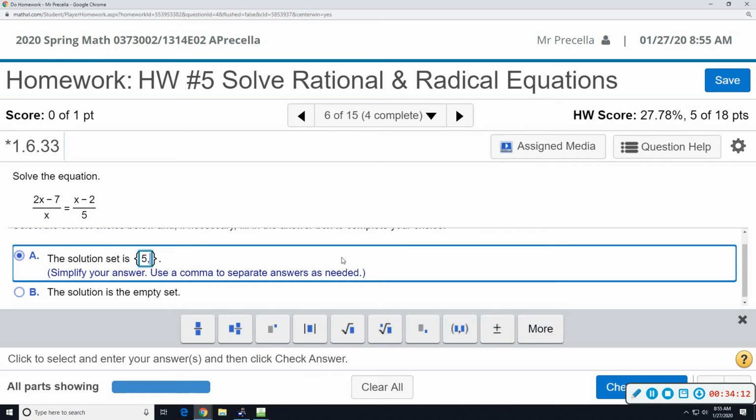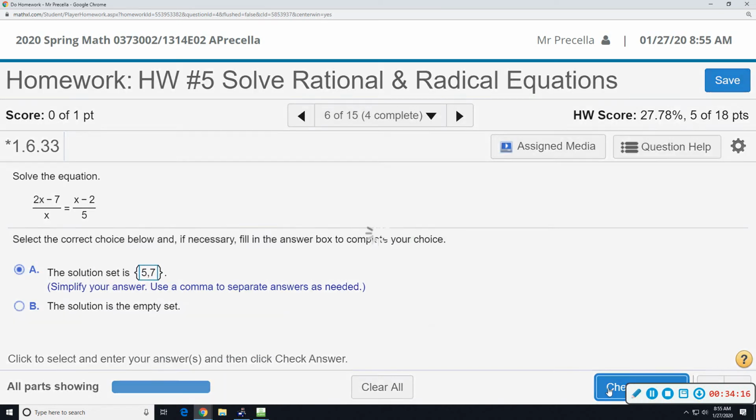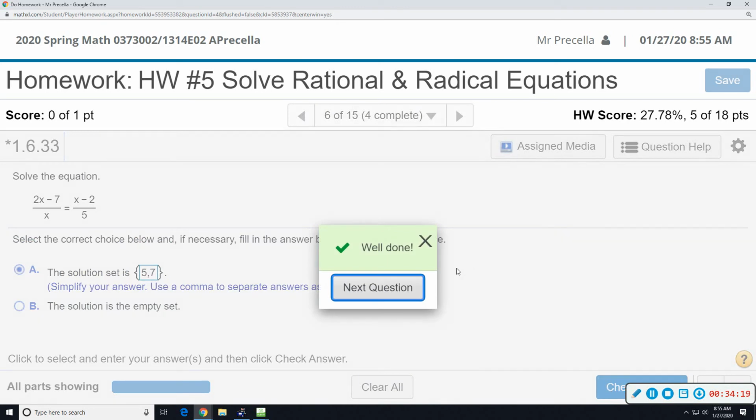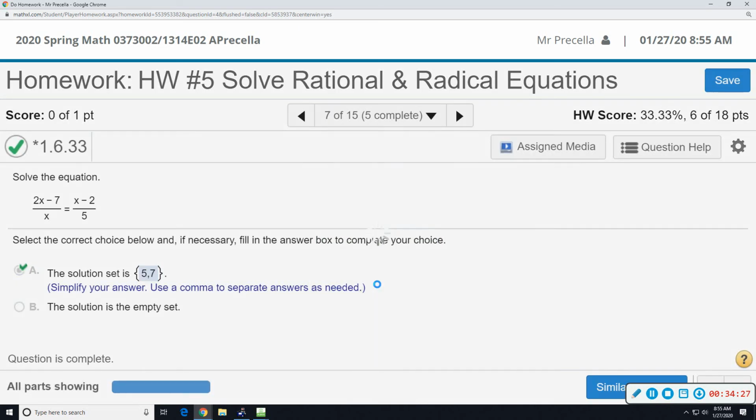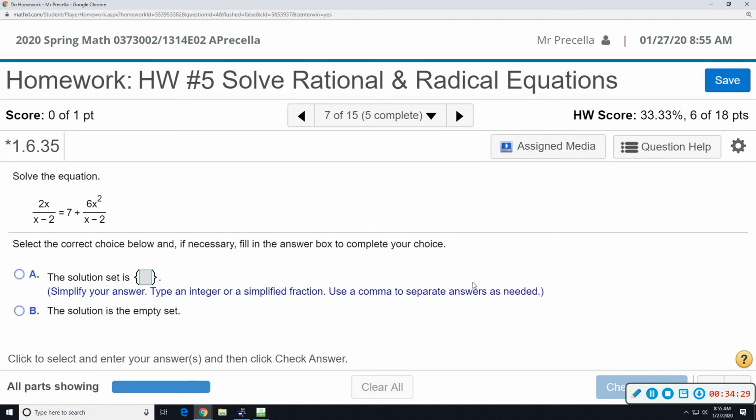5 and 7. Is that it? But I do the cross multiplying when it's fraction equals fraction. Is this one here, this next one, a fraction equals fraction? No. If we didn't have that 7 plus, then it'd be fraction equals fraction. I think it actually turned out to be a much harder problem.